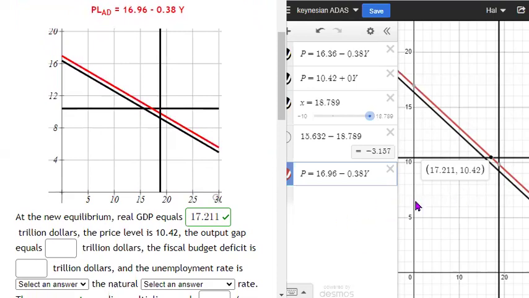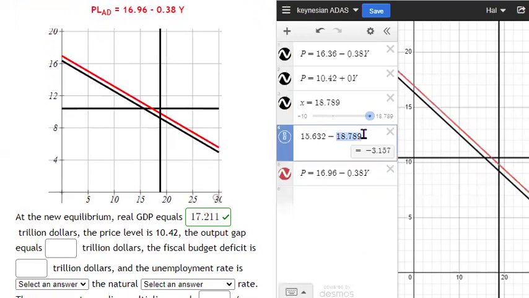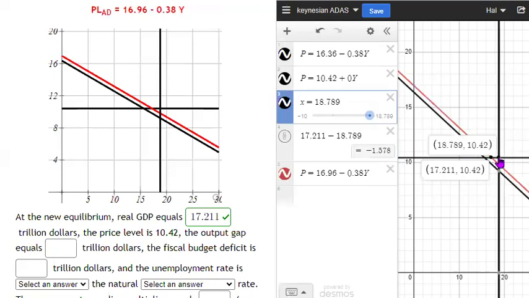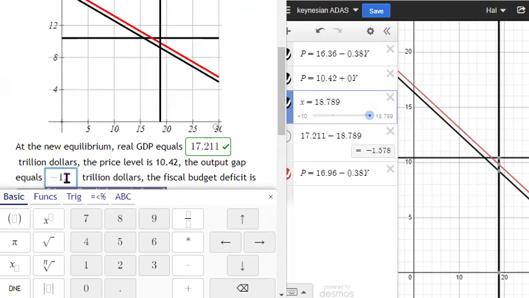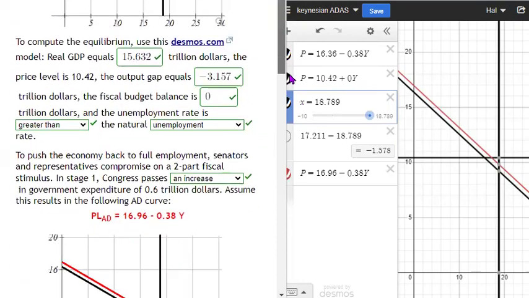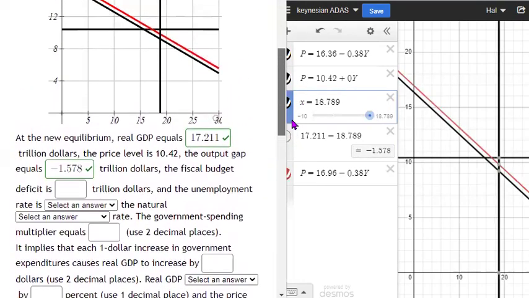Now, the output gap is smaller, right? The GDP should be 18.789. With this fiscal stimulus, the output gap shrinks to negative 1.578, right? GDP is now on the red line, 17.211, and it should be 18.789. So there's a gap there, right? And that gap is still negative 1.578. Let me go ahead and hit submit here to make sure I got it right. So the gap, there's still a gap, but it's smaller.